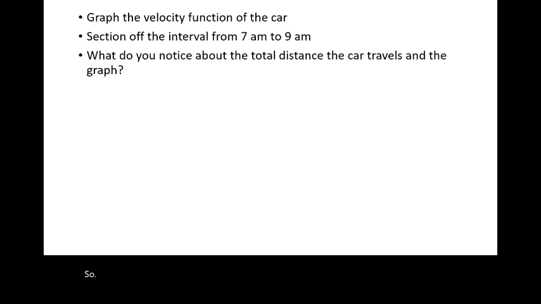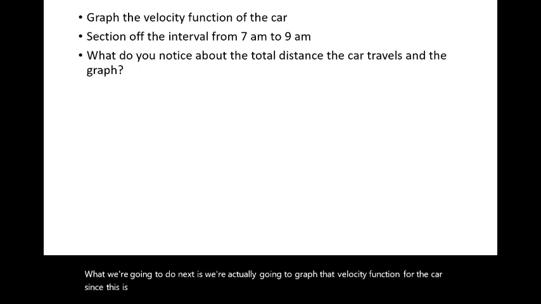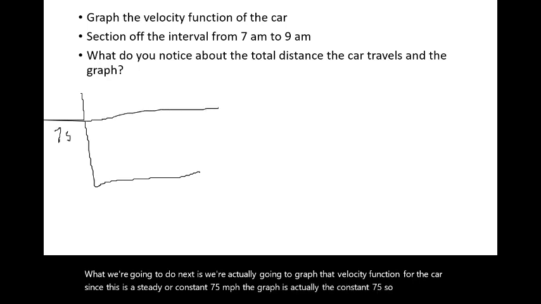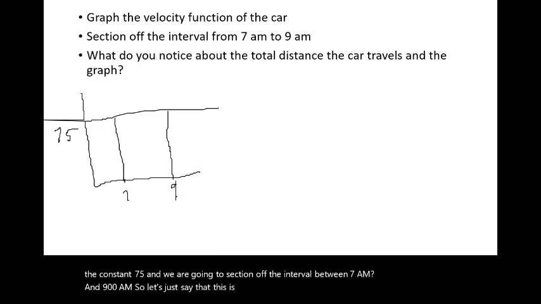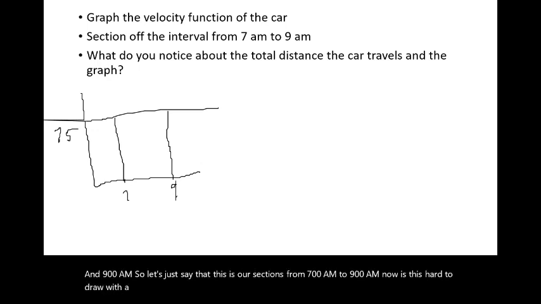What we're going to do next is graph that velocity function for the car. Since this is a steady or constant 75 miles per hour, the graph is the constant 75. And we are going to section off the interval between 7 a.m. and 9 a.m. Now, this is hard to draw with a stylus, but these are supposed to be straight lines, and this actually forms a rectangle.